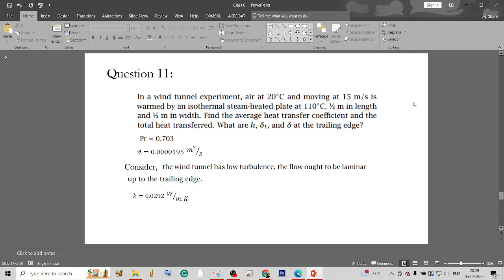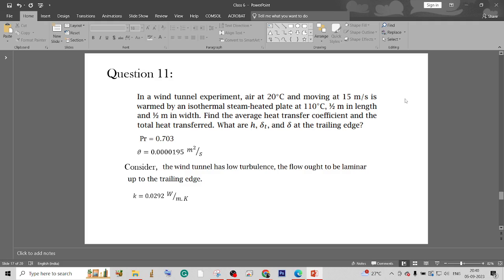In a wind tunnel experiment, air at 20 degrees Celsius moving at 15 meter per second is warmed by an isothermal steam heated plate at 110 degrees Celsius, half meter in length and half meter in width. So the plate dimensions are given as 0.5 meter by 0.5 meter, and so it is a square plate at 110 degrees Celsius. Isothermal steam heated, so it is at constant 110.